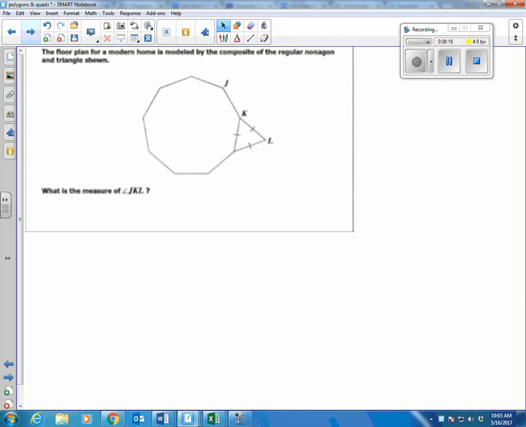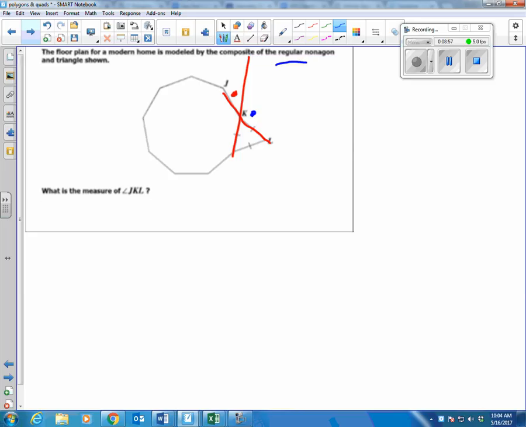It says the floor plan for a modern home is modeled by the composite of the regular nonagon and a triangle shown. And we want to know, what is the measure of angle JKL? So really, we're trying to find this angle here, which is really two exterior angles put together. So we're going to kind of draw the line here. We got the exterior angle there of the nonagon, and then the exterior angle here of the triangle, okay? And since they're both regular, we should be able to figure this out.